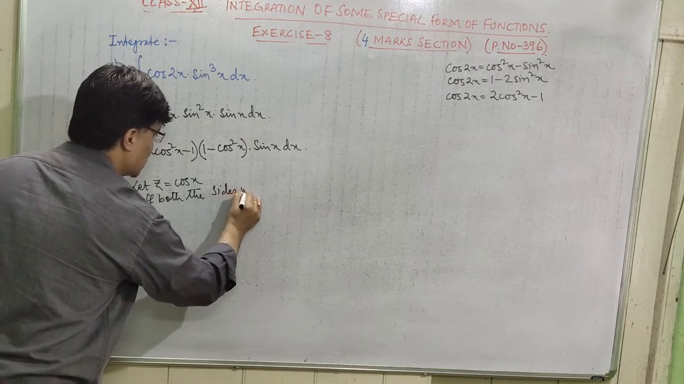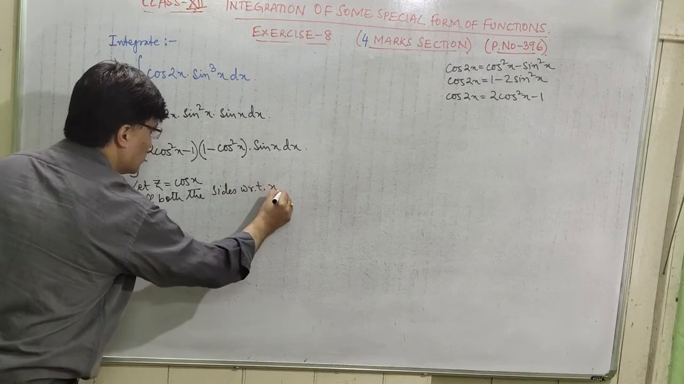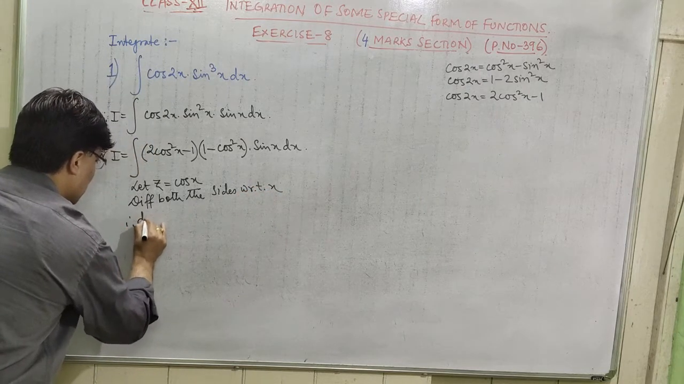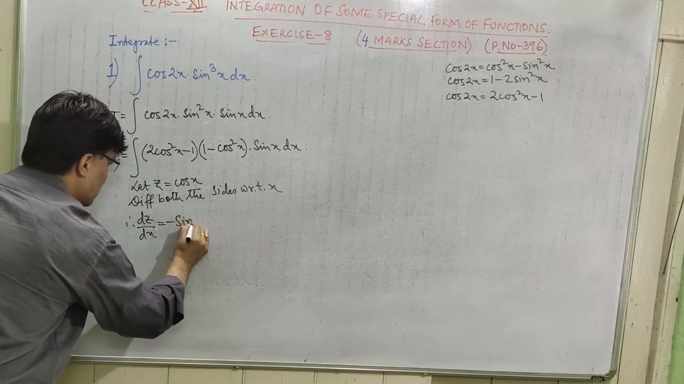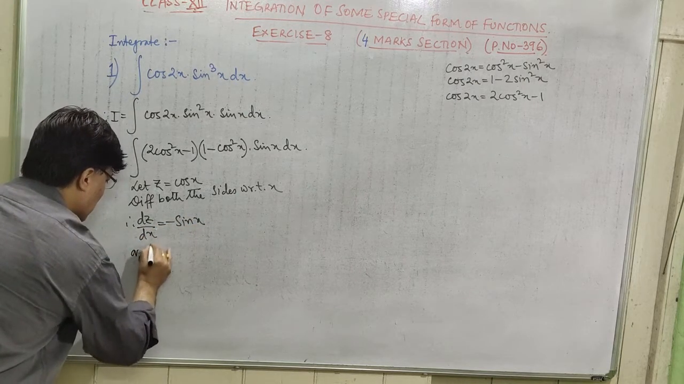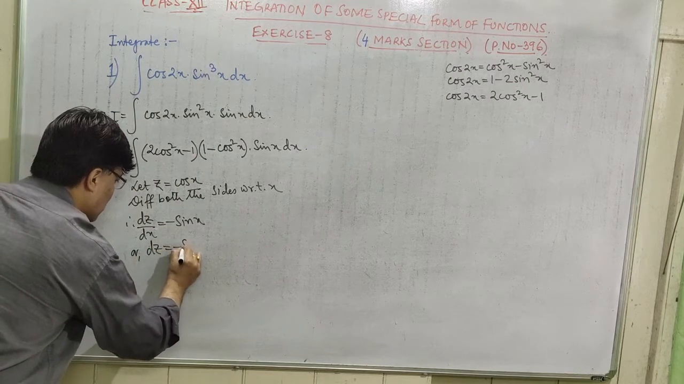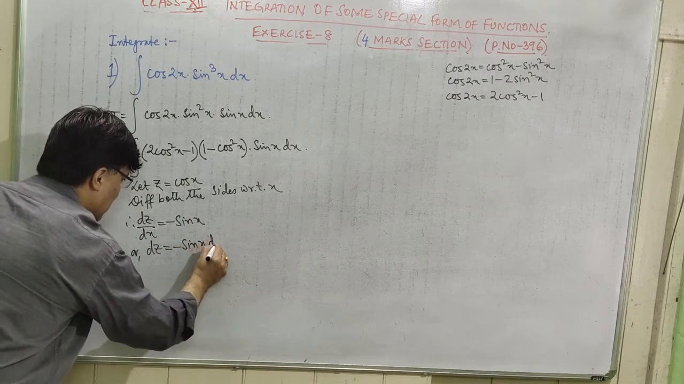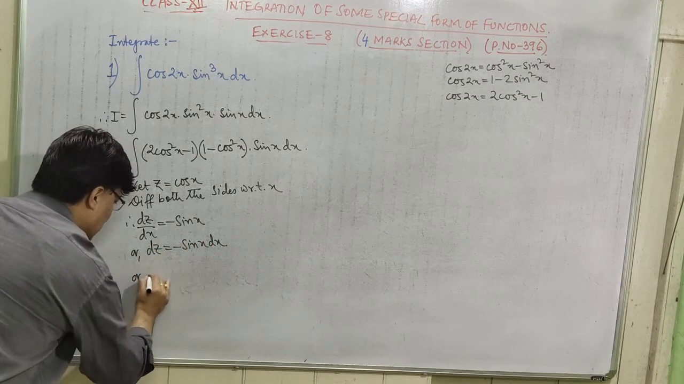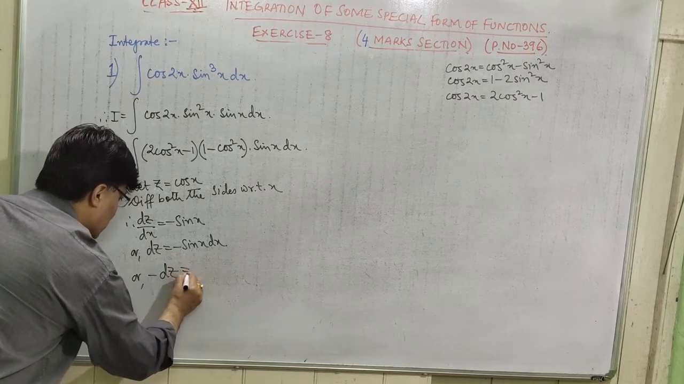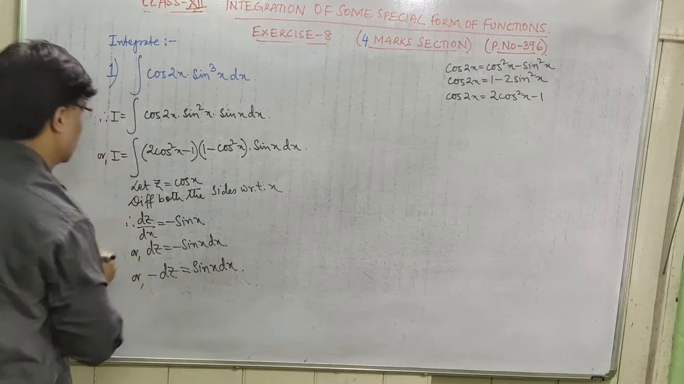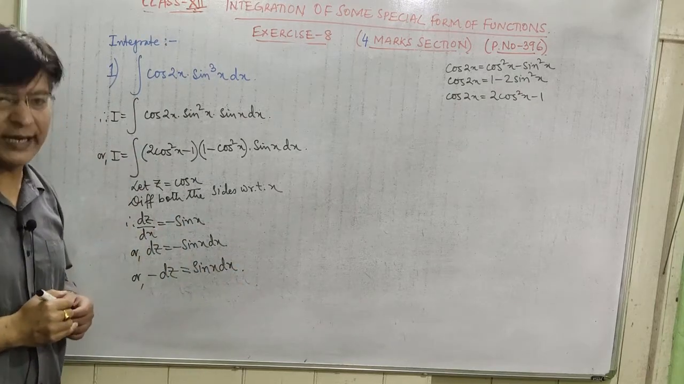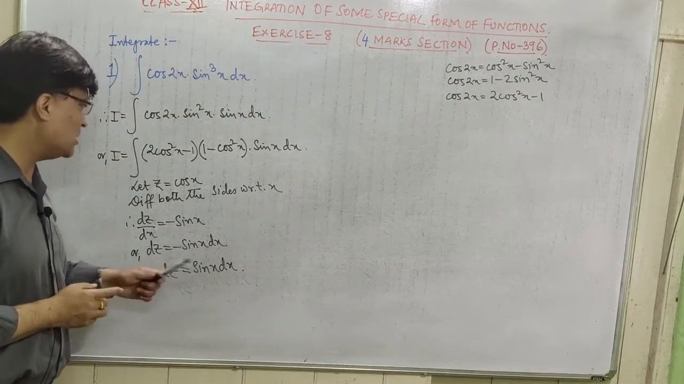Differentiating both the sides with respect to x, we get dz by dx is equal to minus sin x. Let us do cross multiplication. dz is equal to minus sin x dx, and the minus sign is taken to the left hand side. So minus dz is equal to sin x dx. So we have got the value for sin x dx, which is equal to minus dz.